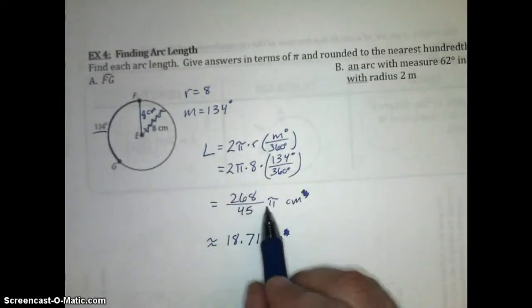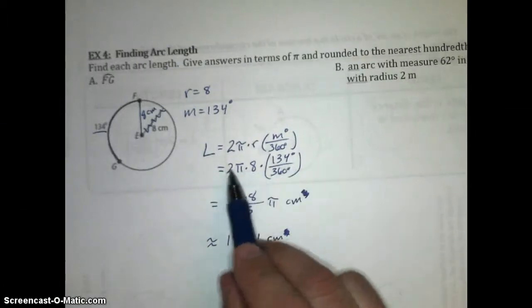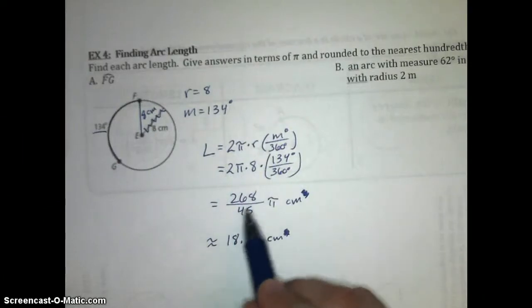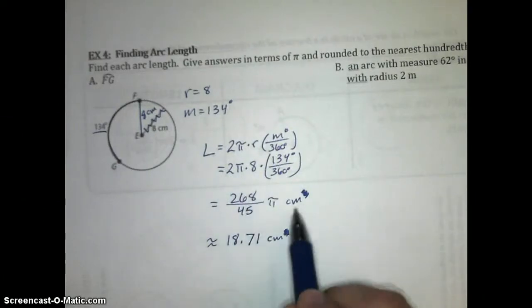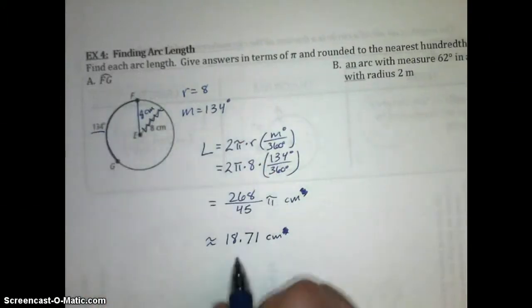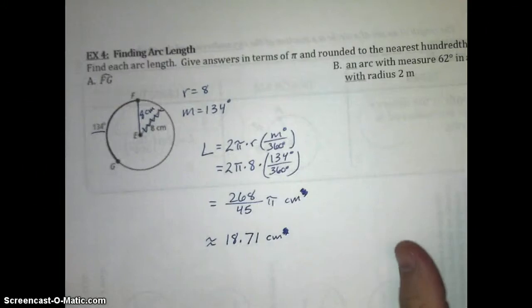268 over 45 pi. When we reduce this fraction, you do 2 times 8, that's 16, times 134 divided by 360, we get this reduced fraction times pi, centimeters, not square centimeters because we're doing a length measurement. But when we round that to the nearest hundredth, we get about 18.71 centimeters.